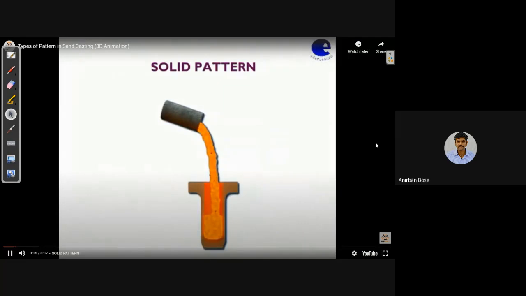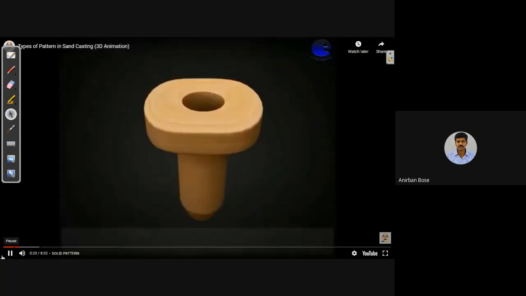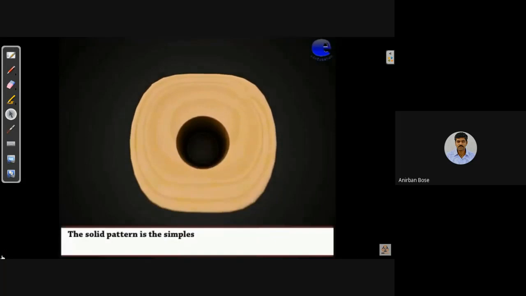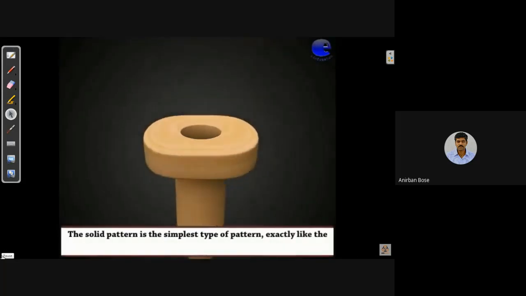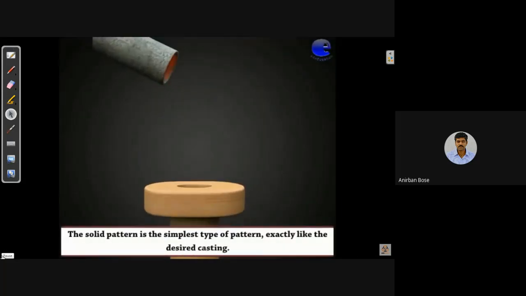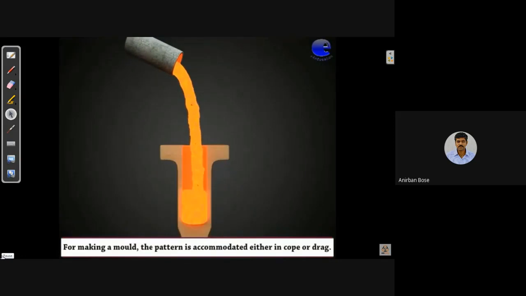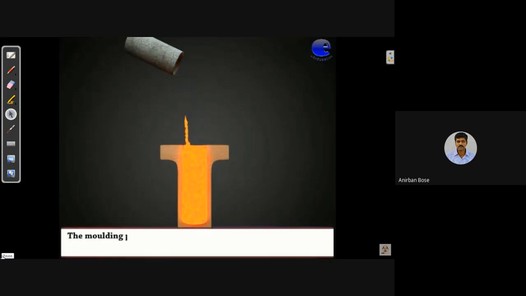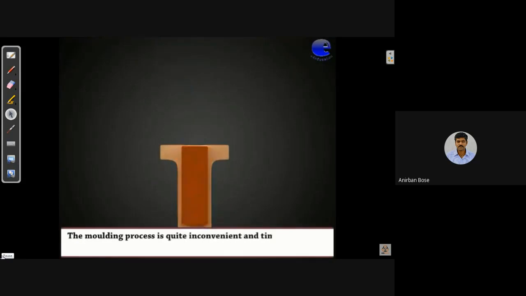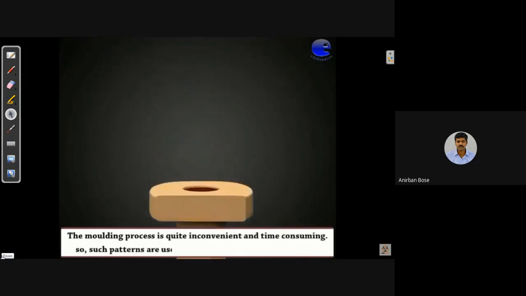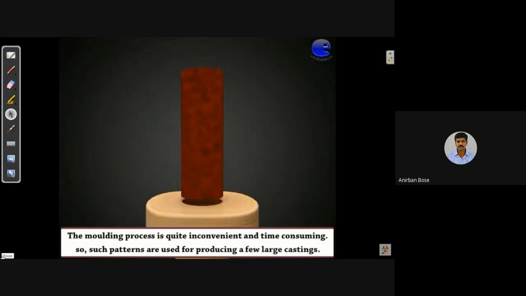Solid pattern. Now we are going to see about the solid pattern. The solid pattern is the simplest type of pattern, exactly like the desired casting. For making a mold, the pattern is accommodated either in the cope or the drag. The molding process is quite inconvenient and time consuming. So, such patterns are used for producing a few large castings.